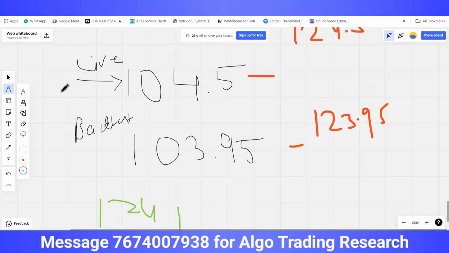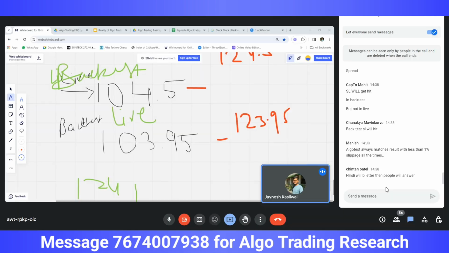What if the scenario is reversed? And this is live. This is the backtest, and this is the live. Both things can happen, vice versa.